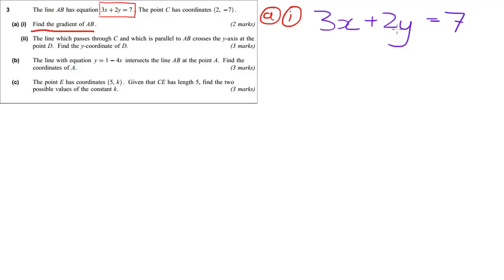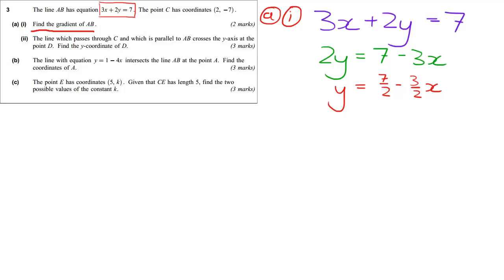So we've got to try and get this 2y on its own on the left and make it somehow a 1y rather than a 2y. So let's see what we can do. Let's take away 3x from both sides. That should put us in the right direction. So we've got 2y equals 7 minus 3x. And then let's divide everything by 2. So we get y equals 7 over 2 minus 3 over 2x.